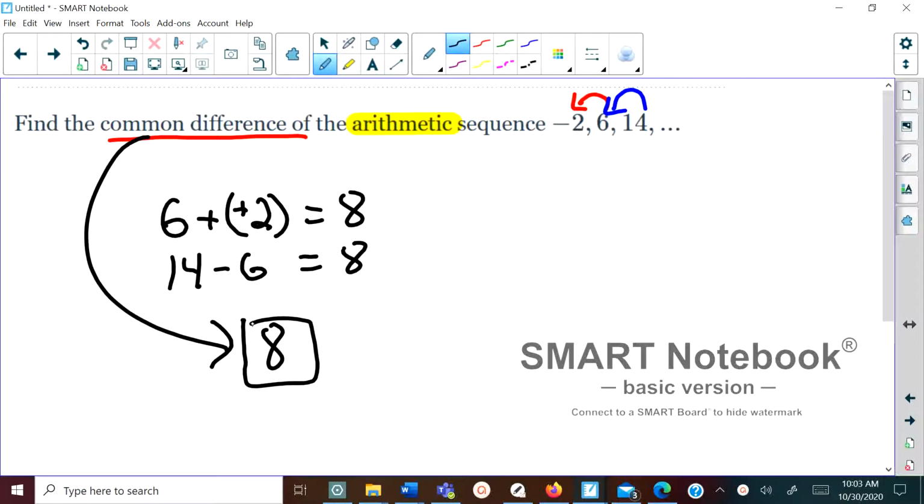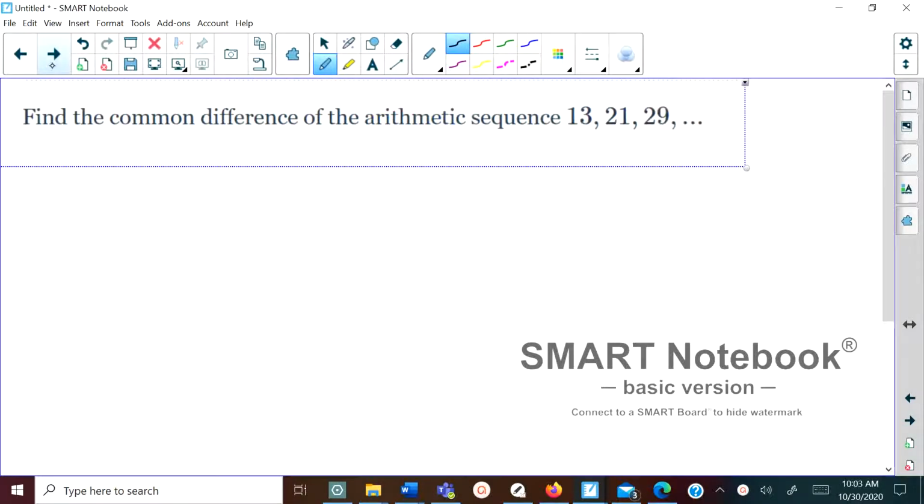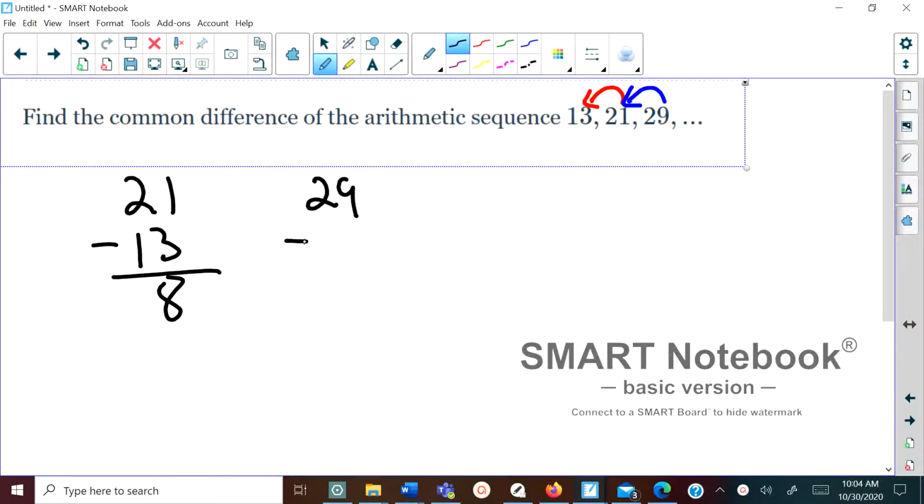Alright, pause the video here and see if you can find out the common difference on this one. Alright, so let's take a look at this one. So we're going to do this number minus that number, and then do this number minus that number. And we'll do 21 minus 13, and that gets us 8. And then do 29 minus 21, and that gets us 8. So the common difference again just happens to be 8 twice.